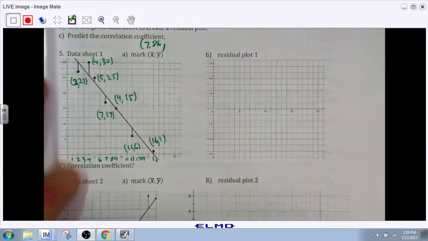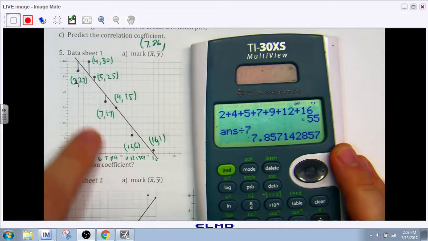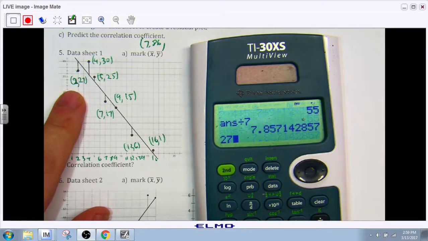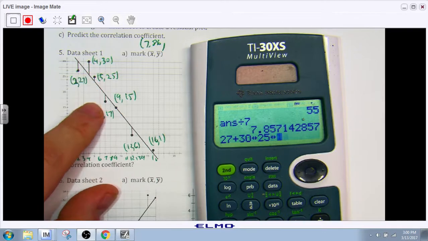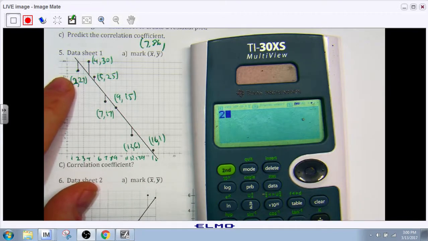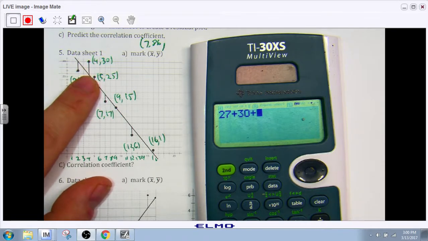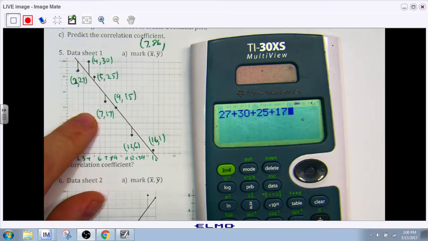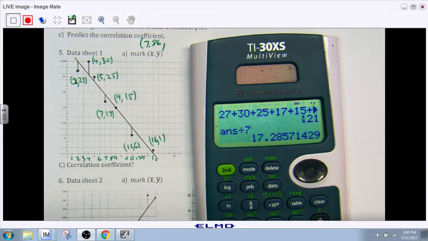Okay. Now I do the same thing for my y values. I'll go the same way. So I do 27 plus 30 plus 25 plus 17. Whoops, I said I didn't plus. User error, let's fix that. 27 plus 30 plus 25 plus 17 plus 15 plus 6 plus 1. Divide all that by 7. You get 17.29.